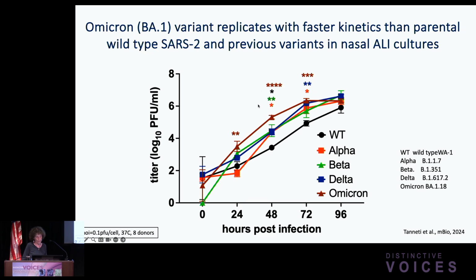These are just statistically significant when they have asterisks on them. So all the viruses replicate better than the original, what we call wild type, or the original parent virus, but Omicron beats out all the other viruses in replication.